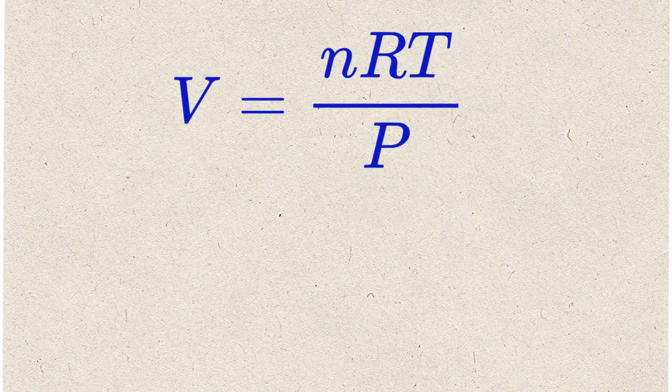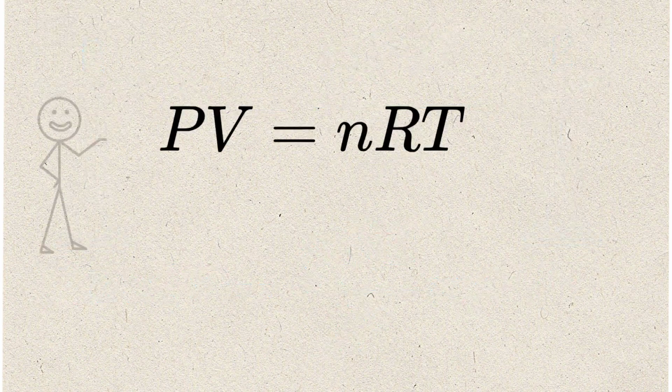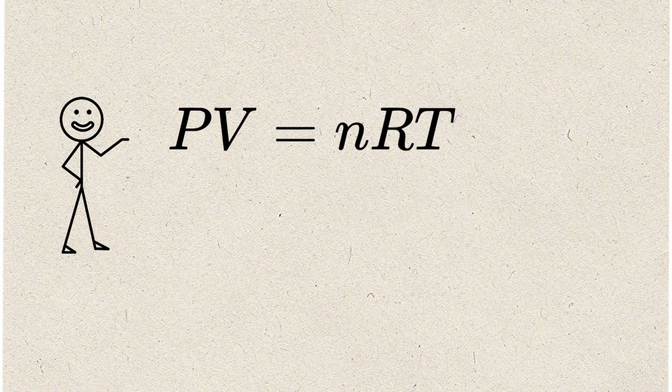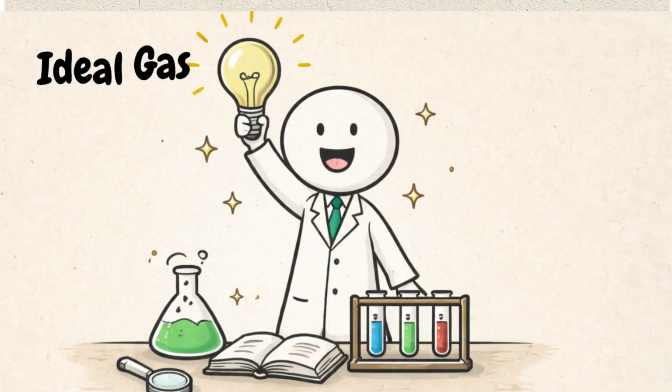Now multiply both sides by P. P cancels out, and the equation becomes PV equals nRT. This equation is called the ideal gas equation. This is how scientists derived the ideal gas law.